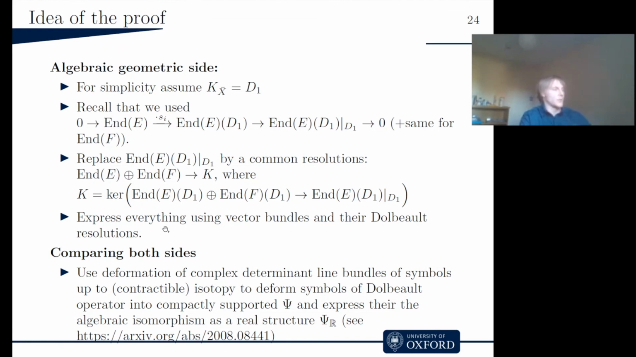So the isomorphism that I wrote down before can be re-expressed using vector bundles and Dolbeault resolutions on it, and then using some complicated deformations of these complex determinant line bundles of Dolbeault operators of these vector bundles that I constructed here, one can express the orientation data on the algebraic geometric side as having a real structure induced by Serre duality, which lives only on the original quasi-projective Calabi-Yau, of some pseudo-differential elliptic operator expressed in terms of Dirac operators. So this is quite a tedious thing, and if you want to look it up, it's in my paper, but I do not recommend that.